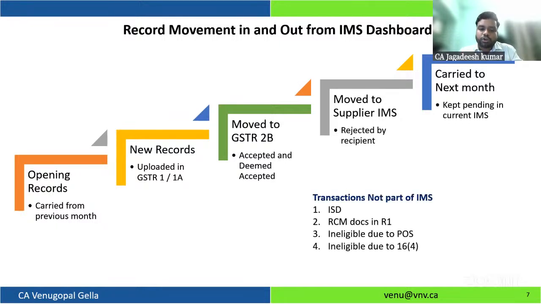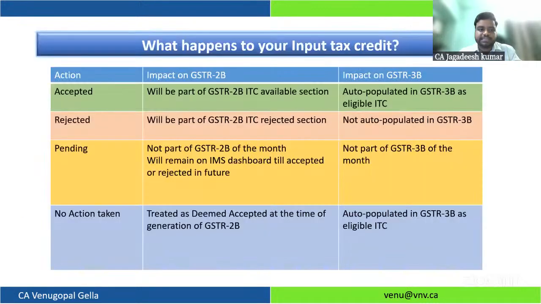What documents will not be part of IMS, we'll see in the later slides. So we'll see what happens to your input tax credit based upon your actions. If you accept the records in the IMS, it will be part of your 2B in the available section. The same will be auto-populated in your 3B. If you reject it, it will also travel to your 2B, but will sit in your rejected section, and it will not be auto-populated in your GSTR 3B.